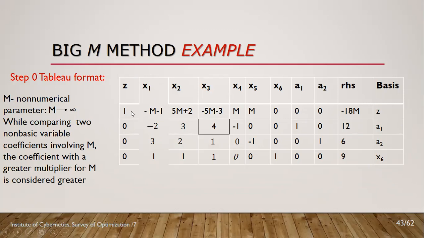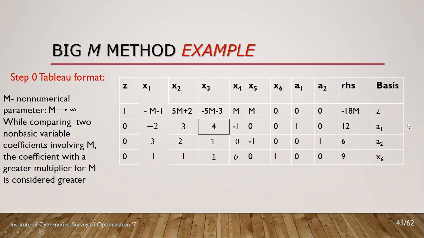Then we remember that M is a parameter which approaches infinity. So while comparing two basic variables' coefficients involving M, the coefficient with the greater multiplier for M is considered greater. We need to choose the entering and the leaving variable. The most negative multiplier here is -5M minus 3, so therefore it is a candidate for the entering variable.